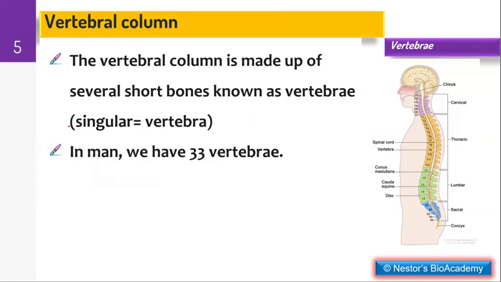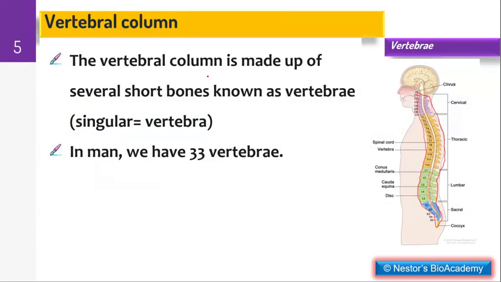And much as by the time you were learning about it in primary science, you might have thought it was one continuous bone, the truth is the backbone, what we perceive as a backbone, is actually made up of several short bones arranged in a column at the back, forming what we refer to as the vertebral column. So the vertebral column is this column of short bones arranged end to end at the back of our bodies, as shown in this illustration here.